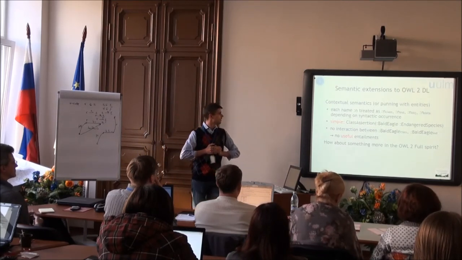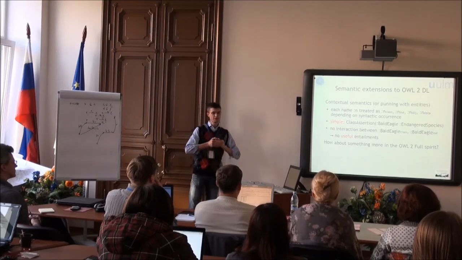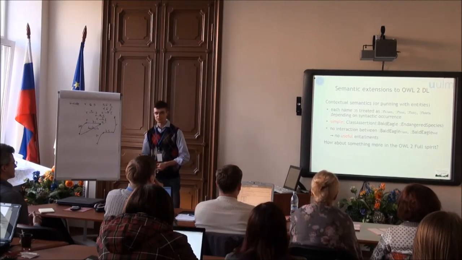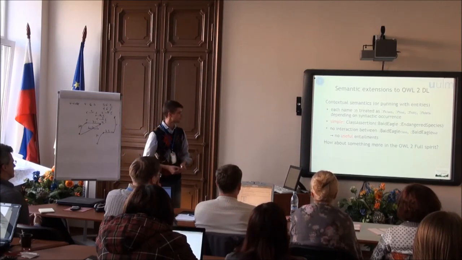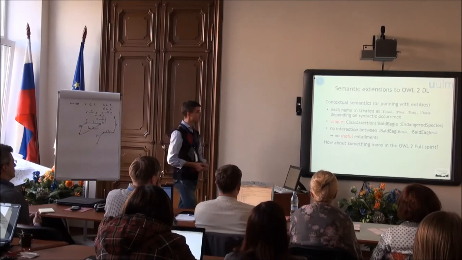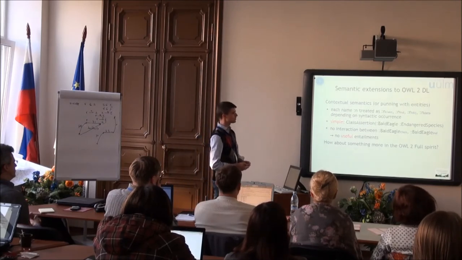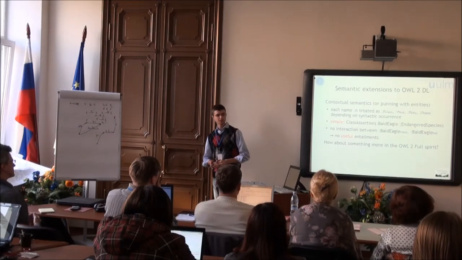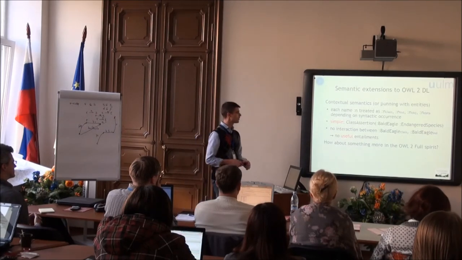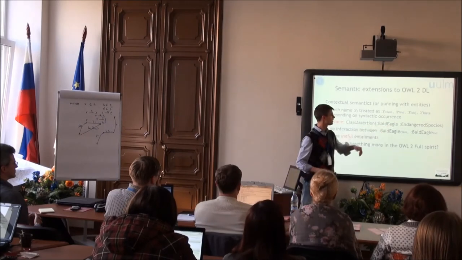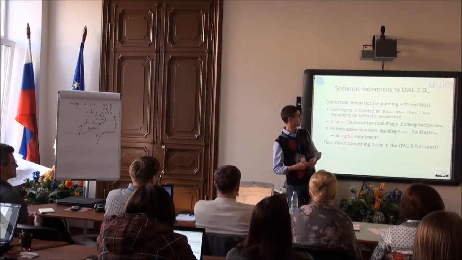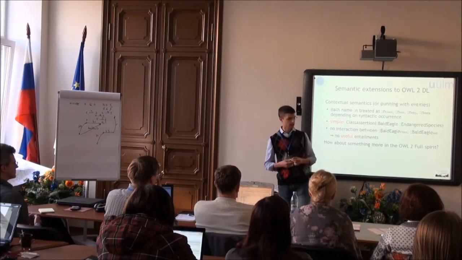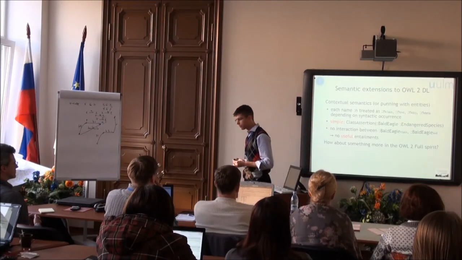So first, let's see if we can extend the semantic foundations of OWL and support metamodeling. And there are two things you can do. The first thing is what is actually supported in OWL 2, by and large, called contextual semantics of punning with entities. So what you can do is use the same name in both class position and individual position. So you actually can say that bald eagle is an instance of endangered species and Curry is an instance of bald eagle.